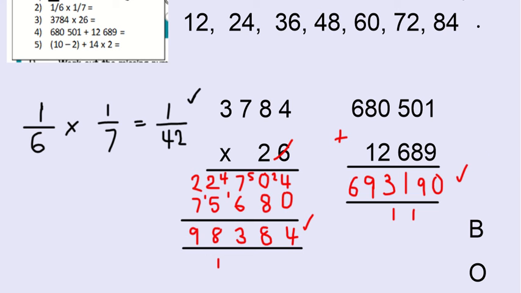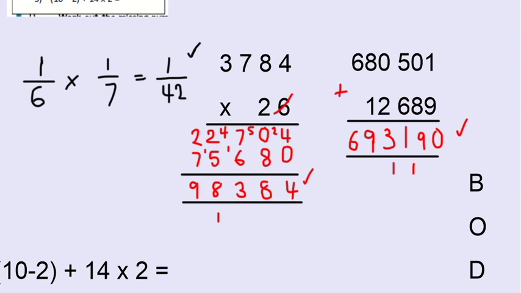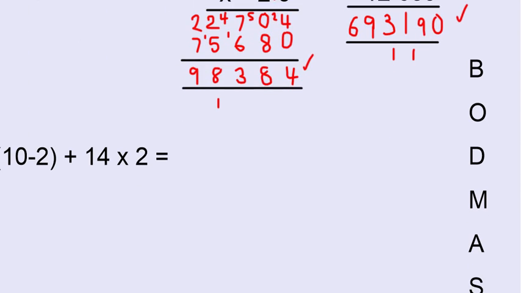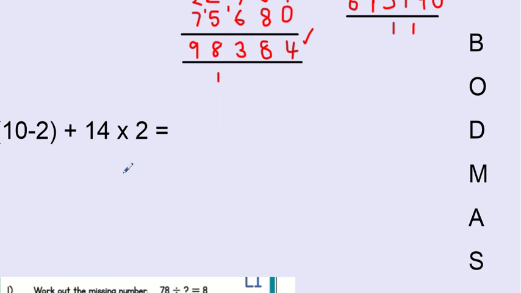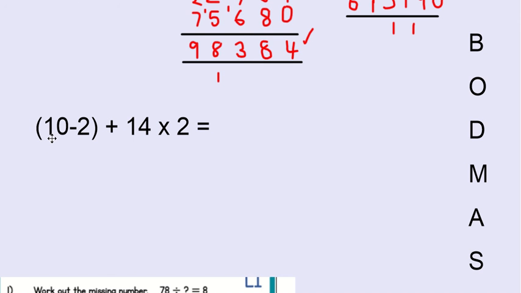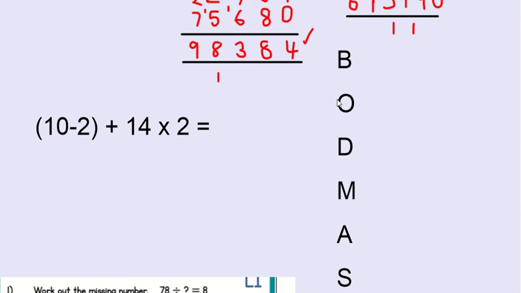Now that brings us down to question 5, which we should be starting to feel quite familiar with. So we've got a number sentence with mixed calculations. So it's got more than one calculation in it, and it's got some brackets as well. So we've got in brackets 10 subtract 2, add 14 multiplied by 2. So we're going to need to use our handy BODMAS.